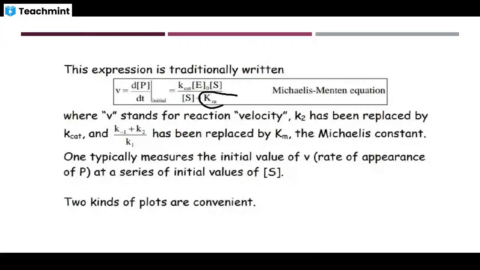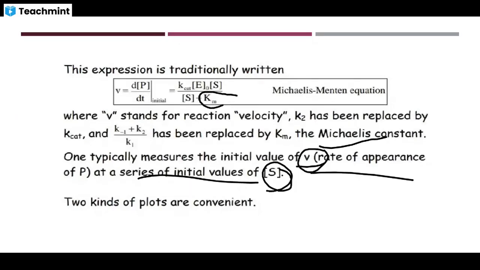V stands for reaction velocity. dP by dt is called V, or reaction velocity. k2 has been replaced by k catalytic, and (k minus 1 plus k2) divided by k1 has been replaced by Km, the Michaelis constant. One typically measures the initial value of the rate of appearance of P at a series of initial values of substrate concentration. With very different substrate concentrations, you can determine the rate constants.